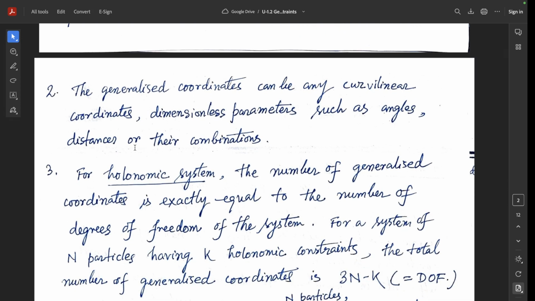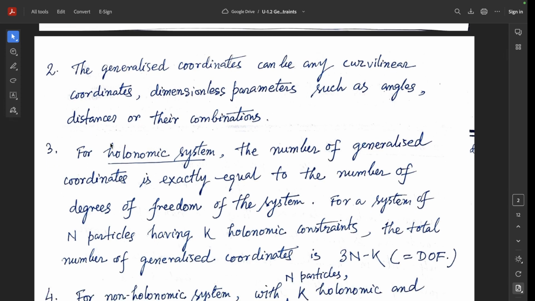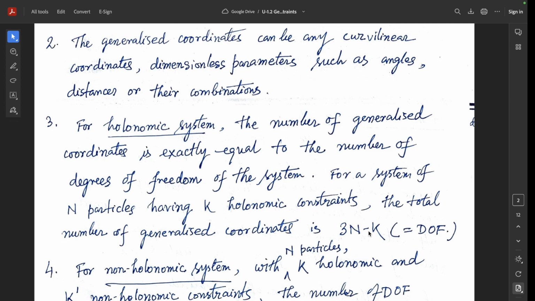Number three, for holonomic system, first what is holonomic? We discuss this later. The number of generalized coordinates is exactly equal to the number of degrees of freedom of the system. Already we have discussed what is the degrees of freedom of a system. So for only holonomic system, the number of degrees of freedom is equal to the number of generalized coordinates. For a system of capital N particles having k holonomic constraints, the total number of generalized coordinates is 3N minus k, that is the number of degrees of freedom.